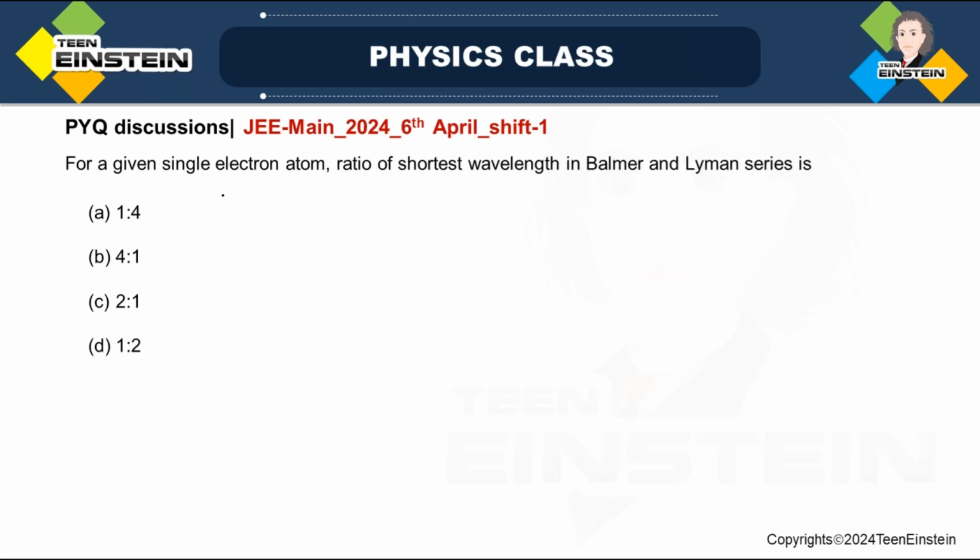Okay, so let us start today's discussion. The first question says, for a given single electron, the ratio of the shortest wavelength in Balmer and Lyman series is 1:4, 4:1, 2:1, 1:2. So you have to find the ratio of the shortest wavelength of the Balmer and Lyman series.